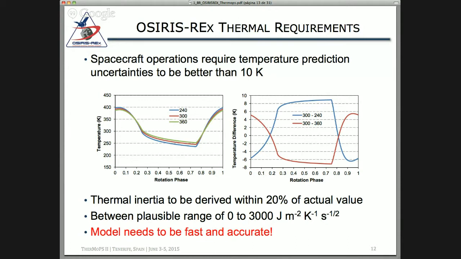And we need to be able to do this across the plausible range, from very dusty, low thermal inertia surfaces to very high, rocky thermal inertia surfaces. And the model needs to be fast and accurate to fit in with the tight mission schedule.